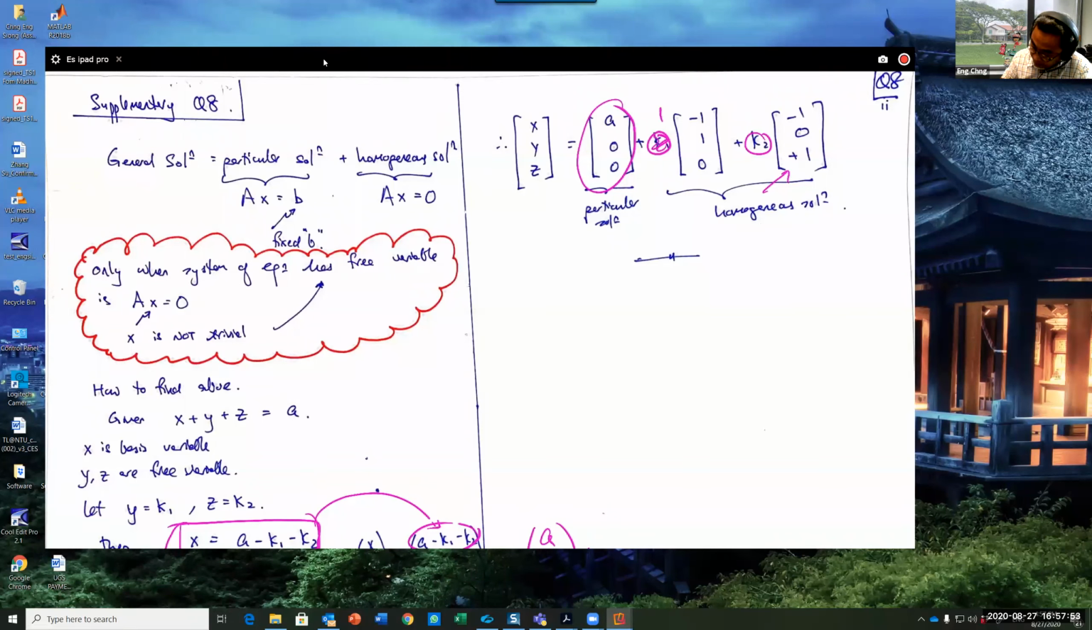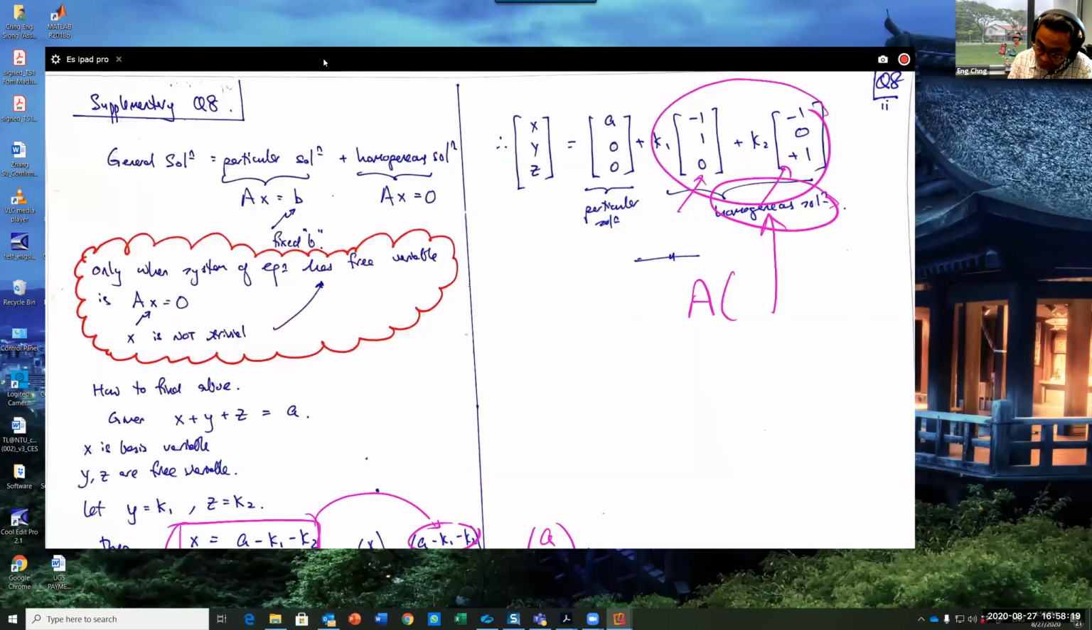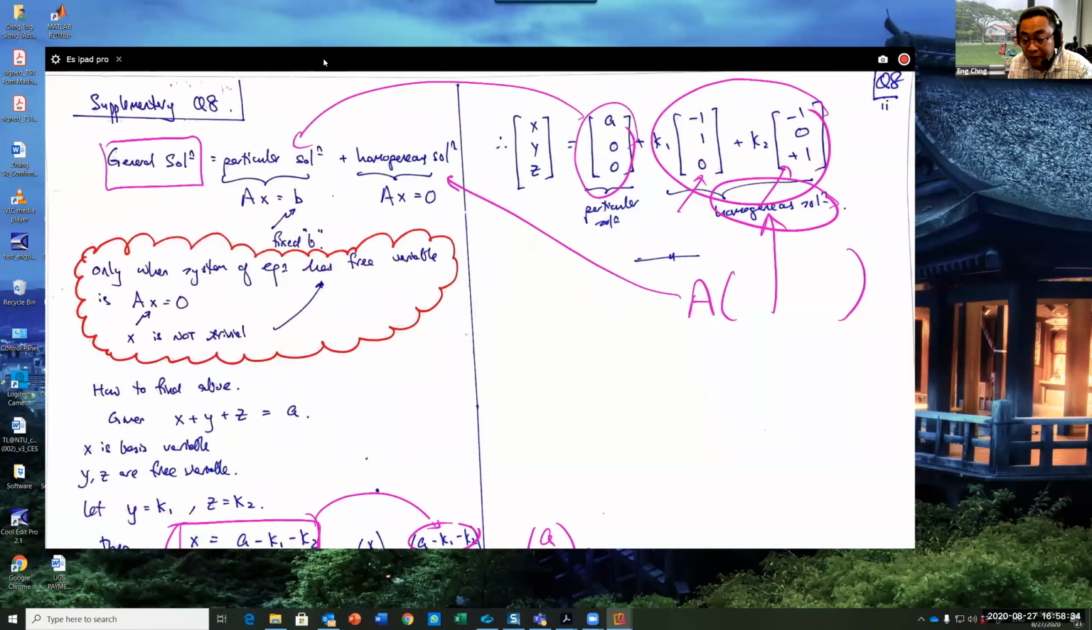So in fact, the key idea is that these two vectors here, k1 multiplied by this first vector and k2 multiplied by this second vector, are called the homogeneous solution, because A times any of the vectors belonging to this set, the output is 0. It doesn't matter. It is the homogeneous solution. What about this guy? This guy is one particular solution. And the homogeneous solution plus the particular solution is called the general solution. So that is for question 8.